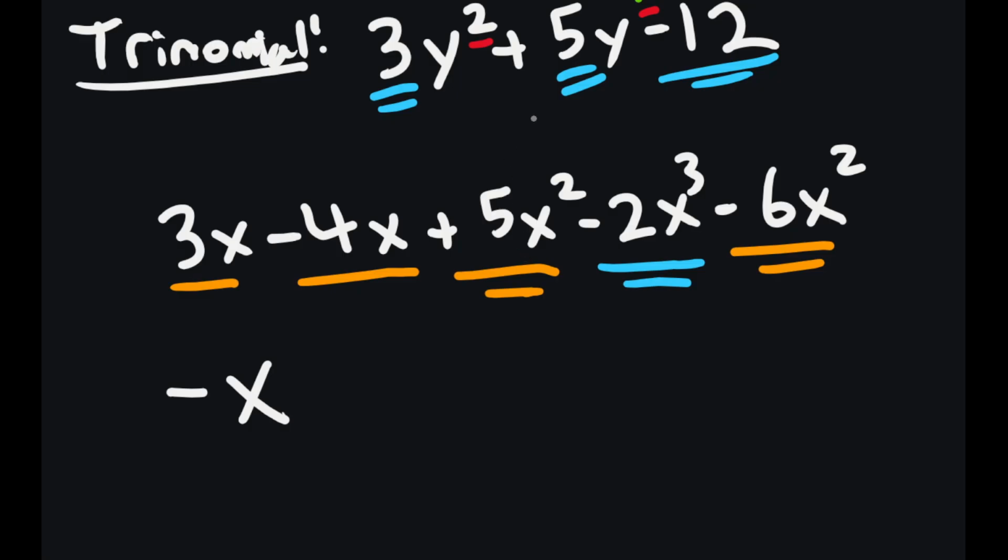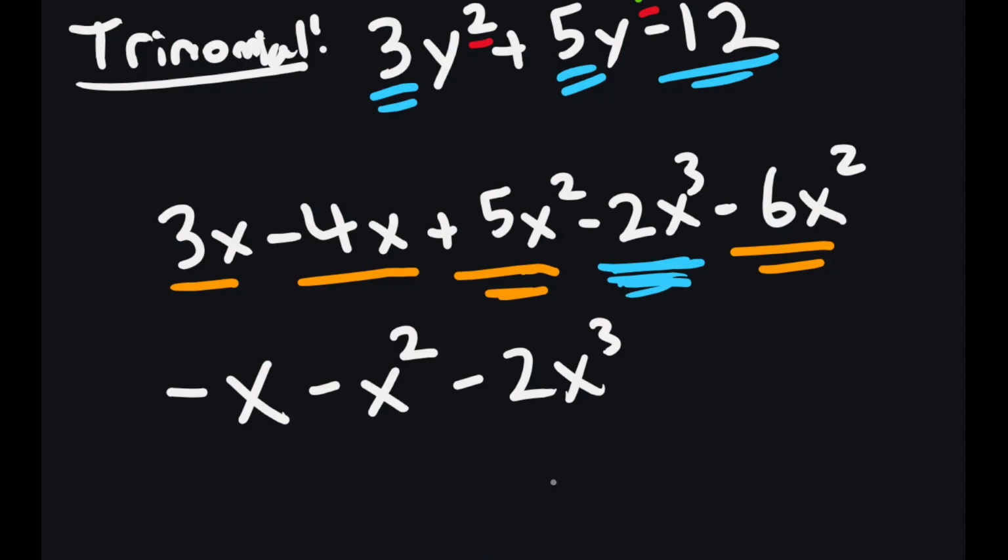And right here, positive 5x to the second minus 6x to the second. So plus 5x squared minus 6x squared. Well, what's 5 minus 6? That's negative 1. So 5x squared minus 6x squared is negative 1x squared, or also just negative x squared. And then we're left with this term right here, negative 2x to the third. So we've simplified this polynomial, and now there are only 3 terms remaining.